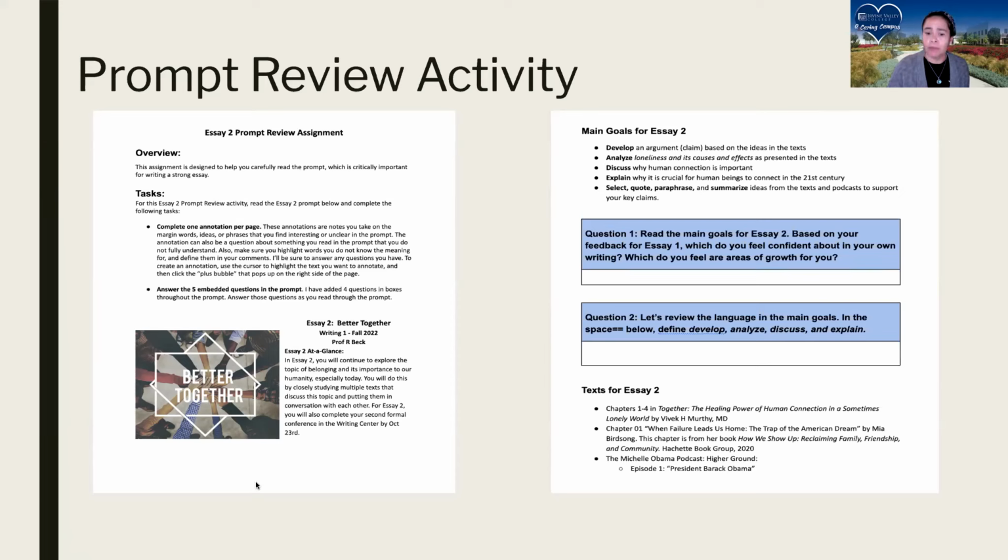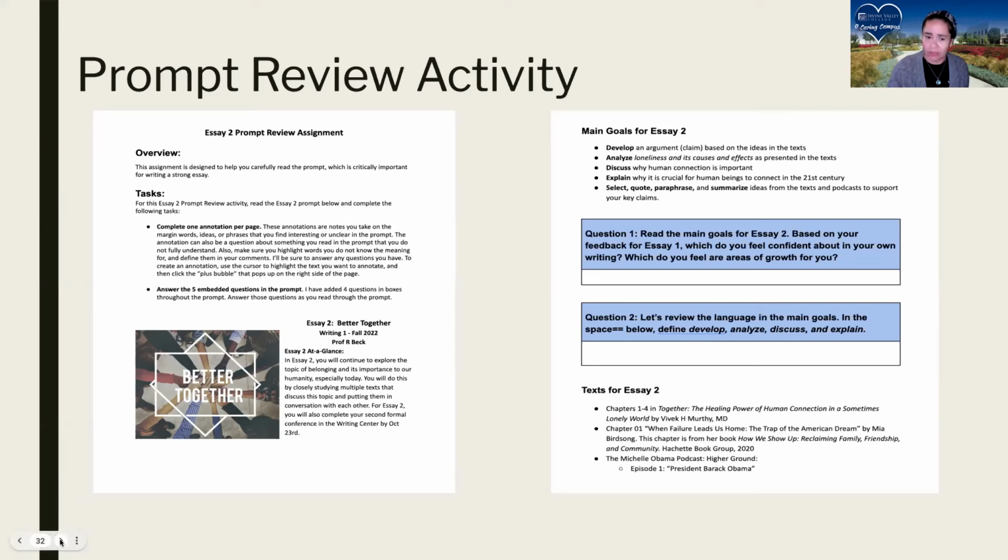It is very important for them to understand the difference between these action verbs that we put in the prompts, because as we know, multilingual writers may not have had clear instruction in academic vocabulary. And it's also a reality of some monolingual writers as well. And so I want them to clearly understand what develop means, what analyze means, what discuss and what explain means. And I'll share with you how some of my students have gone about that.